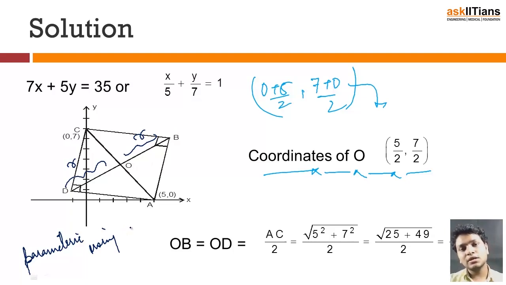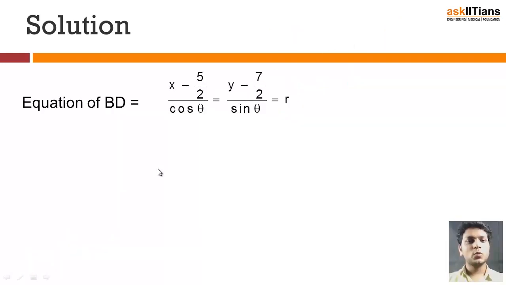That is why this format of line is very important. While using a single equation, you can very easily find out two different points, but that would have taken you 3 to 4 minutes in any other format. And in any competitive exam, time is the crucial factor. If anything will save your time, always go for that. So the equation of BD is going to be (x minus 5/2) by cos theta equals (y minus 7/2) by sin theta equals R.